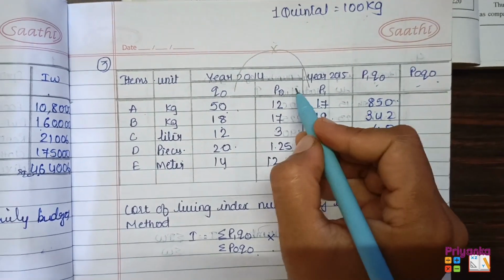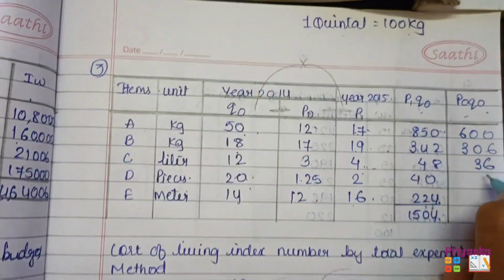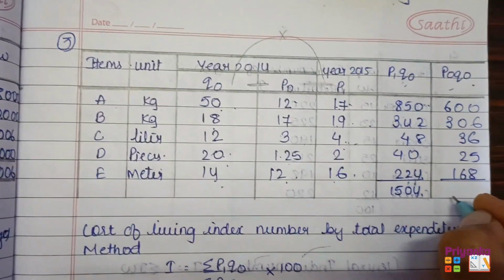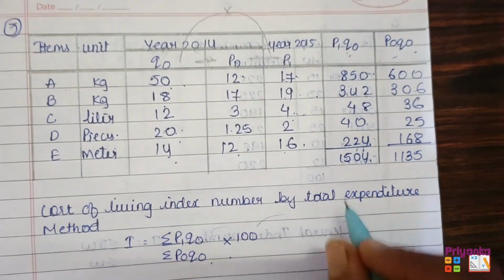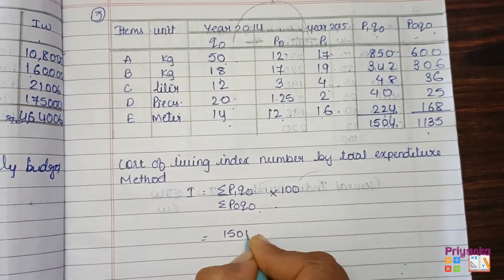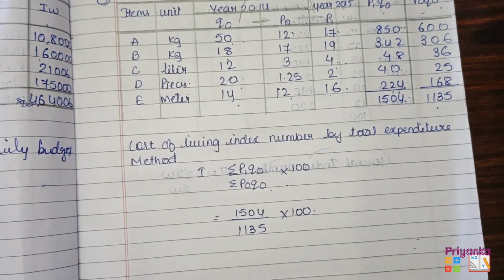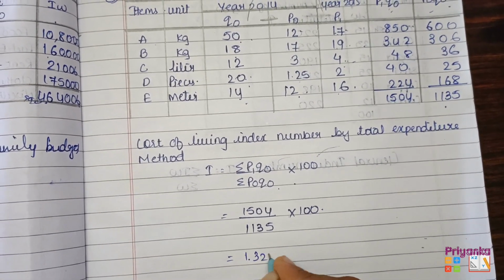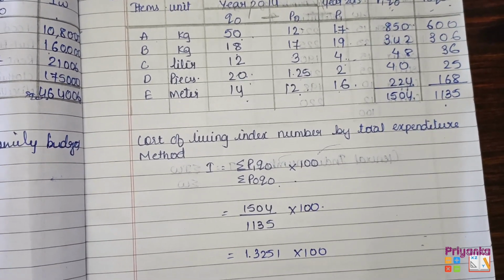Next column is P0 Q0. So here 1.25 multiplied by 20, we get 25, and 12 multiplied by 14, that is 168, and here we get the total 1135. After getting the total, let's put it into the formula, that is 1504 divided by 1135 multiplied by 100, and here we get the answer 1.3251 multiplied by 100, that is 132.51.